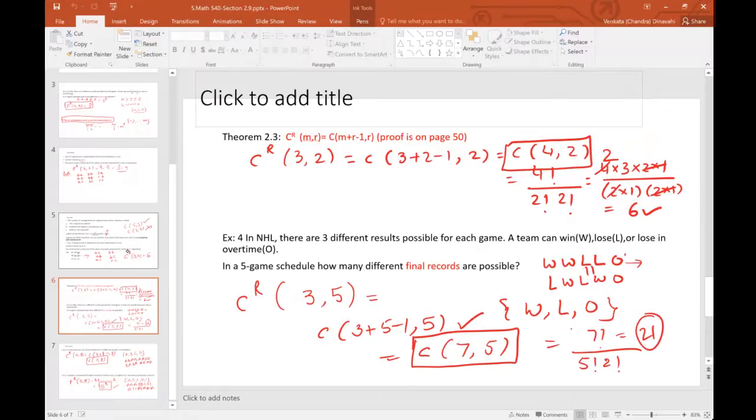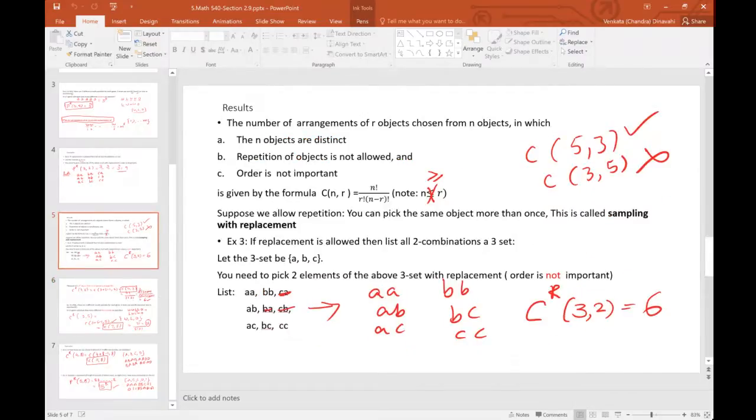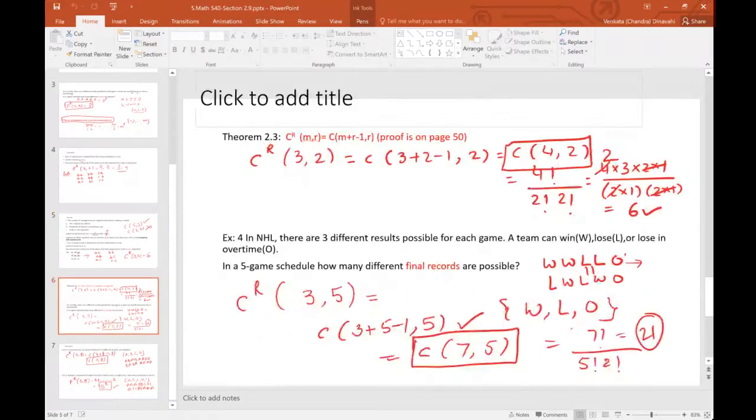But if you compare with the previous example, we know the answer we got was 6. So C power R 3 comma 2, if I use this formula, that is 3 plus 2 minus 1, that is 4 comma 2, C of 4, 2. You can leave your answer like this. But if you decided to use the formula n factorial over r factorial times n minus r factorial, this is 4 times 3 over 2 times 1. If you cancel, the answer is 6. So you got the same thing.